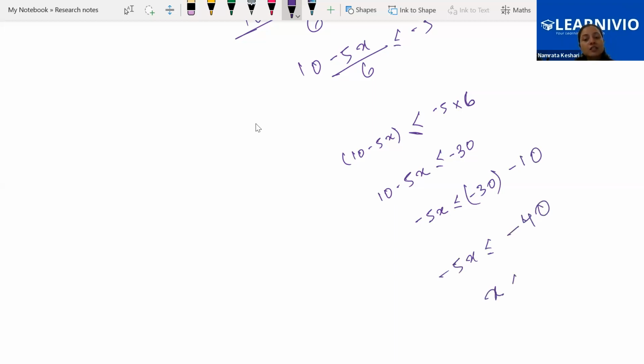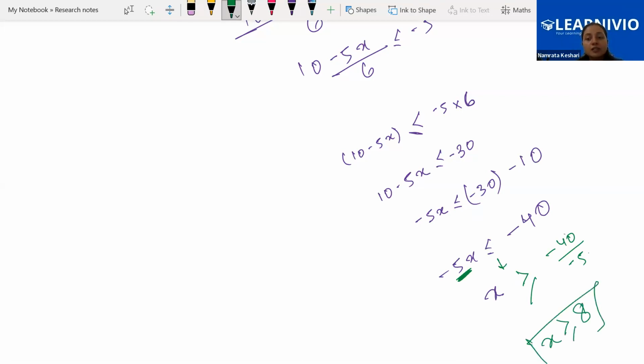Now x is less than or equal to, we will be thinking about the sign afterwards. But at first, let's shift this minus 5 to the other side. It will go in the denominator of minus 40. And recall, again and again I am telling you, whenever we are doing multiplication or division by a negative number, we have to reverse the sign. So this sign will get reversed. Getting it? x is greater than or equal to 40 by 5, which is 8.